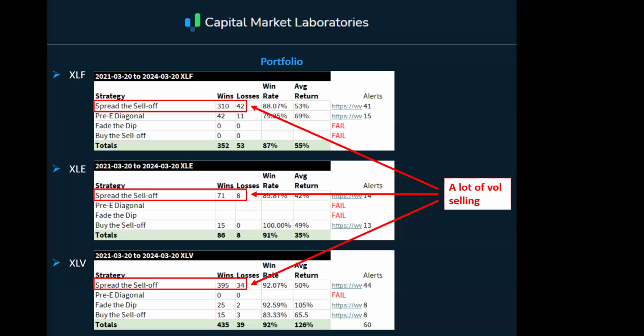Okay. So remember I said, well, gosh, we're selling a lot of vol. We can add a vol buying strategy. By the way, you guys are going to get all the links to these alerts. I'm going to have to write it down.